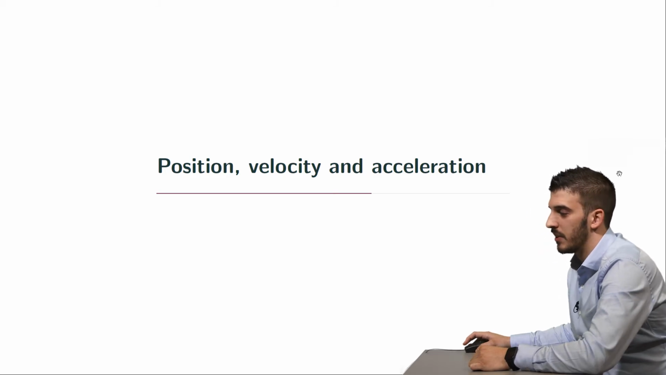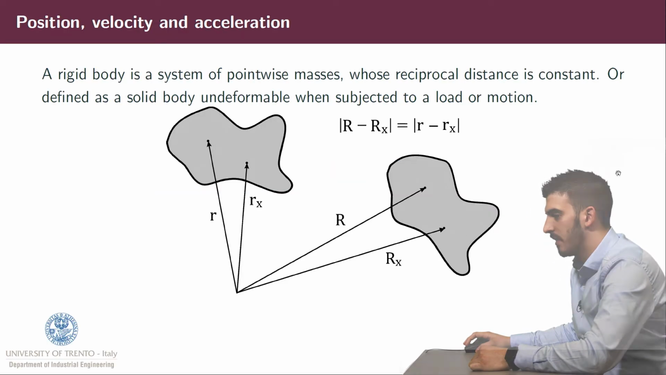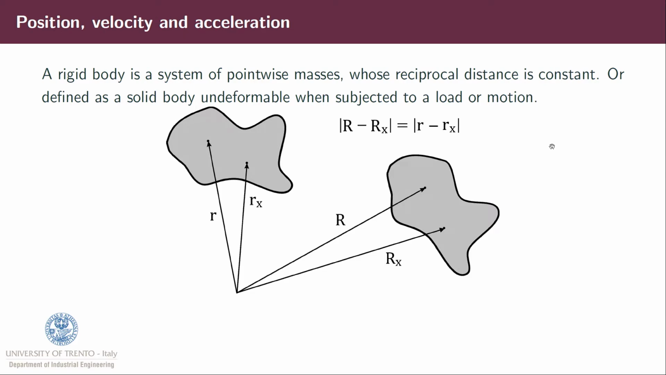Let's now talk about position, velocity, and acceleration. Let's first define what a rigid body is. A rigid body is a system of point-wise masses whose reciprocal distance is constant, or it can be defined as a solid body that is undeformable when subjected to load or motion. In this figure we have a body which is translated, and the distance from Rx to R is equal to the distance from Rx to R in the translated body.